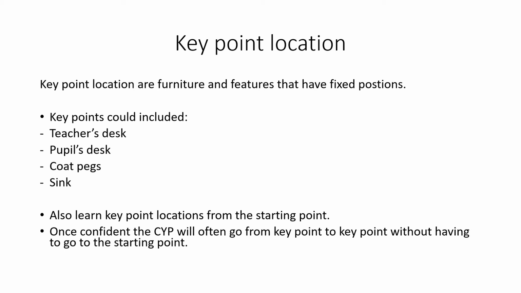Key point location. Key points are furniture and features that have a fixed position. These include things like the teacher's desk, the pupil's desk, the coat pegs, or a sink. Key point location is only taught once the CYP has learned the perimeter of the room. Key points should be taught from the starting point. The CYP will trail along the perimeter, square off, and then walk towards the key point. Once the CYP is confident, they will often go from key point to key point without having to go to the starting point.